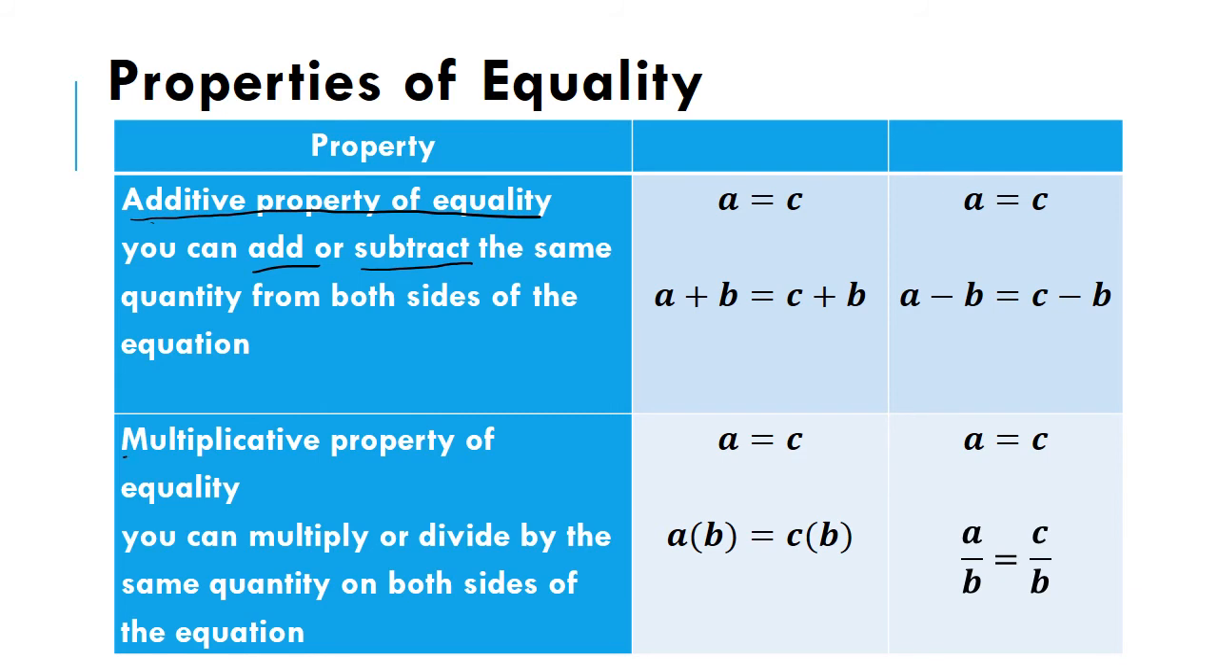And the second property is the multiplicative property of equality. And we use this property when we multiply or divide the same quantity from both sides of the equation.